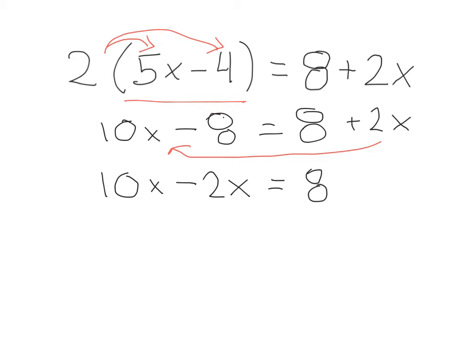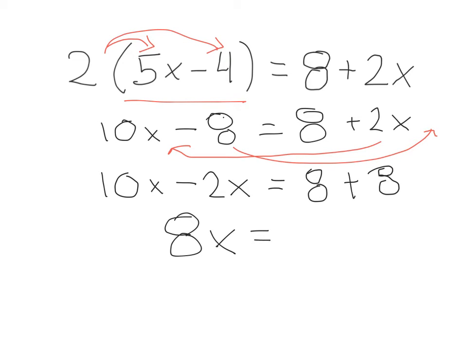And then this minus 8 from the left side will come over to the right side, and when it moves over that equals, it becomes a plus 8. So once we combine like terms, we have 10x minus 2x, which leaves us with 8x's, equals 8 plus 8 is 16. And now we have that ax equals b form that we were looking for.